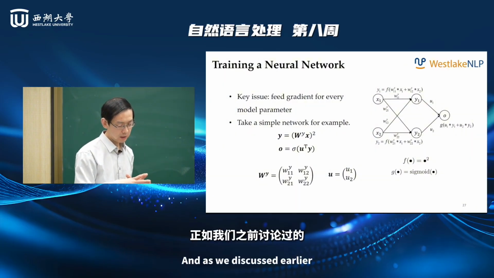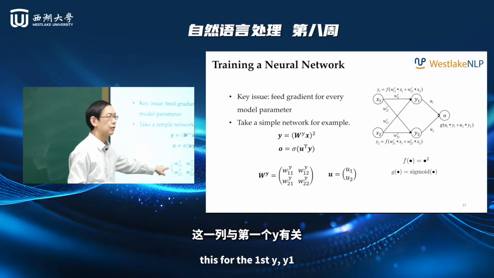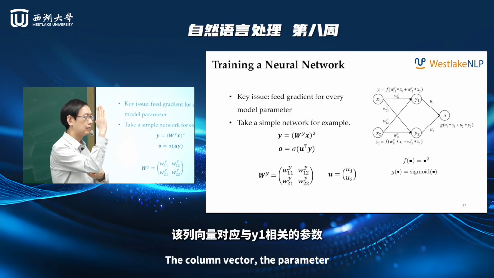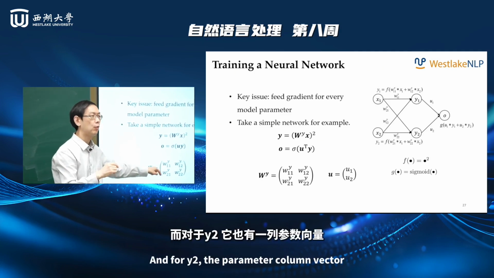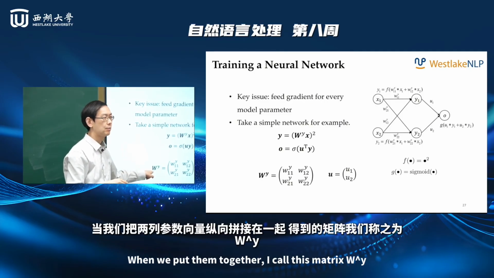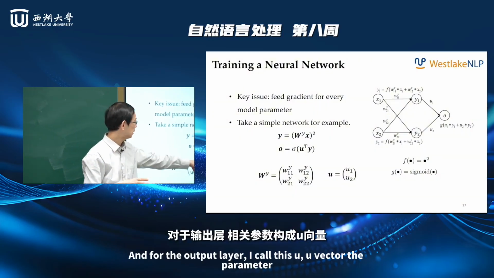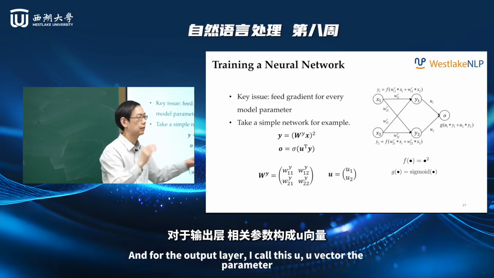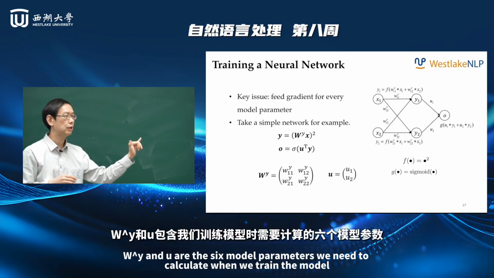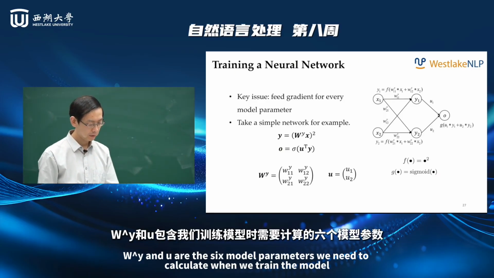As we discussed earlier, for the first y, y1, the parameter column vector, and for y2, the parameter column vector, when we put them together, I call this matrix wy. And for the output layer, I call this u vector, the parameter. So wy and u are the 6 model parameters we need to calculate when we train the model.